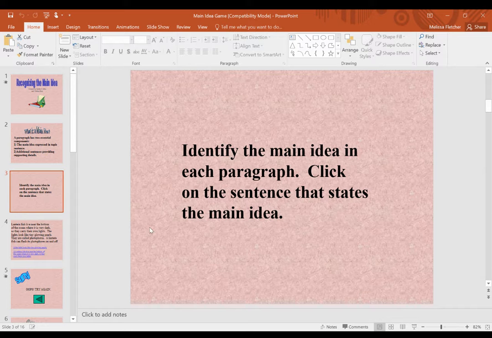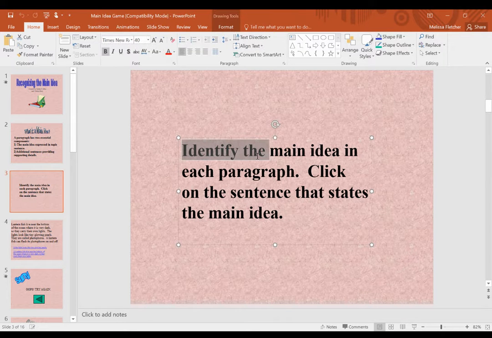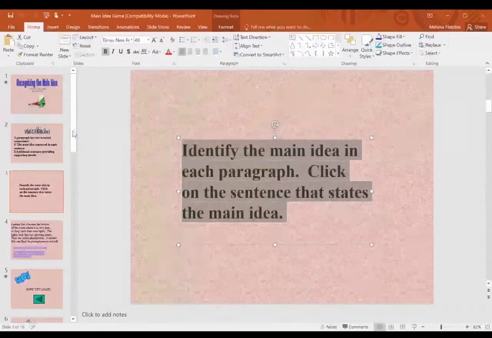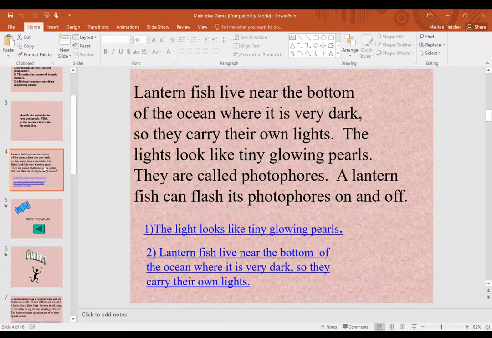The directions say, follow along with me as I read, please. Identify the main idea in each paragraph. Click on the sentence that states the main idea. I'm going to have to do the clicking because this is just a video. All right, follow along while I read, please.